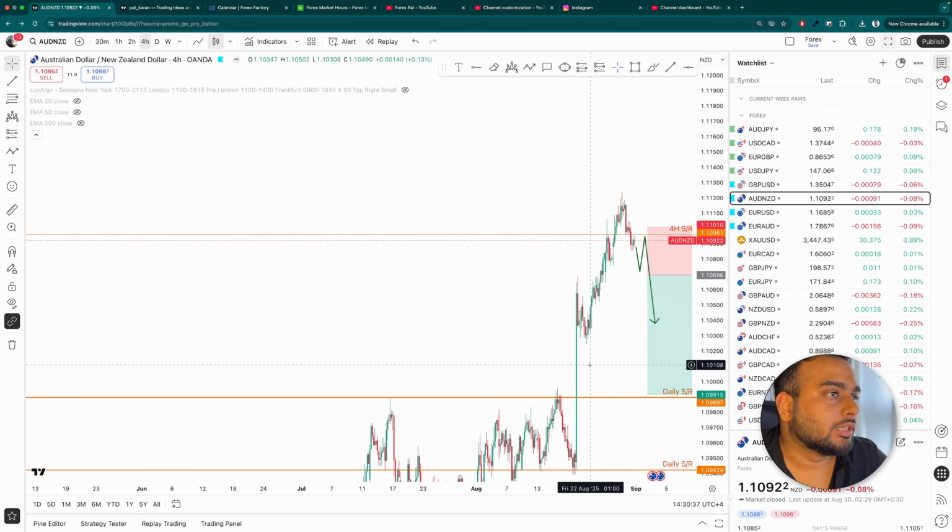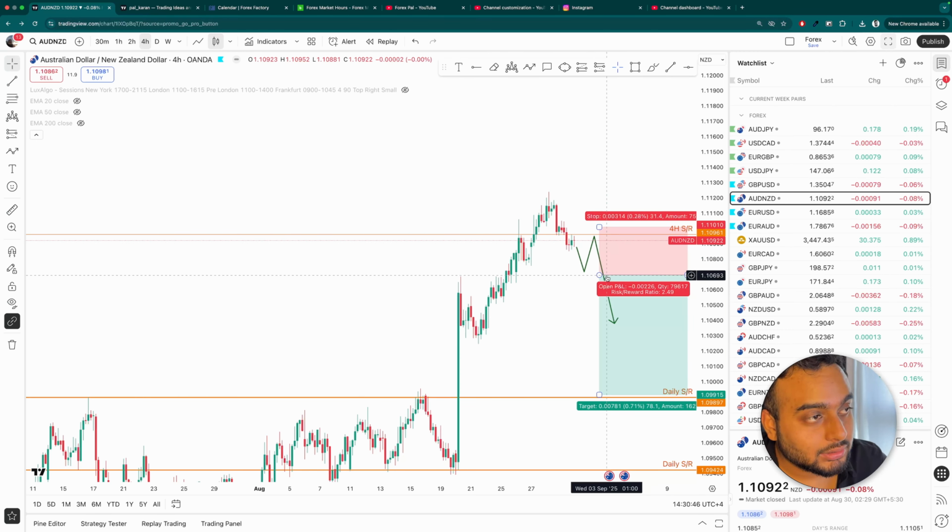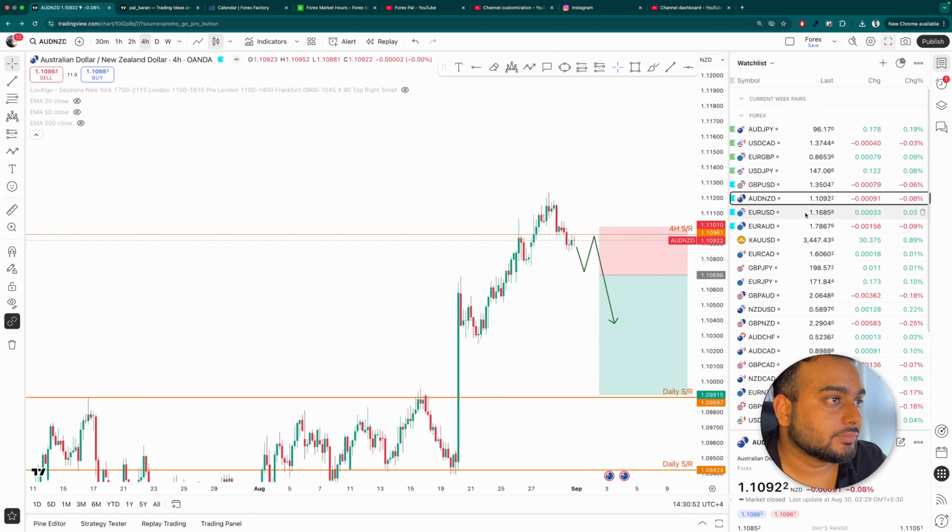So if the price does this, if the 4 hour structure is changed and it's now bearish and it creates a new lower high to actually break it again, I might look for an entry. So this might happen this week. Let's do this.